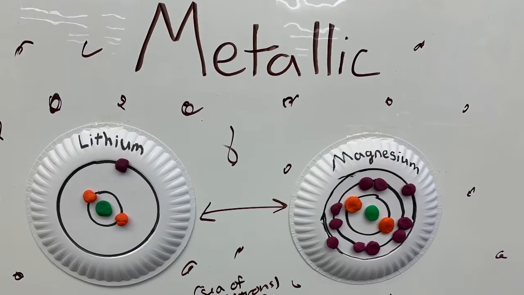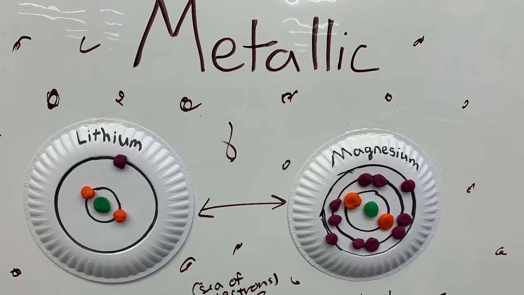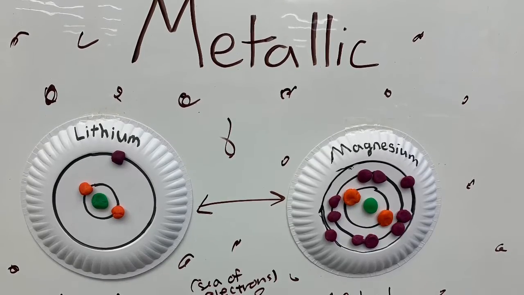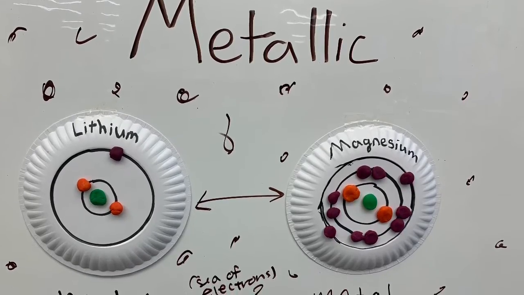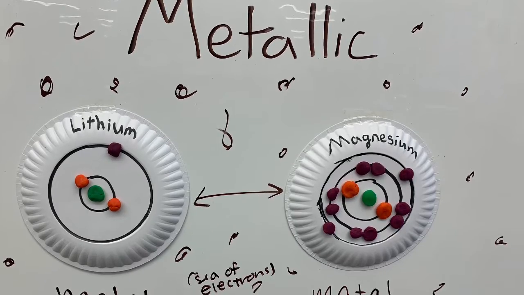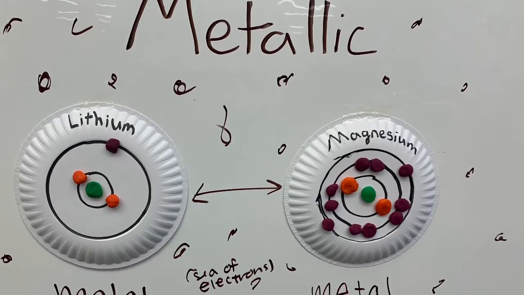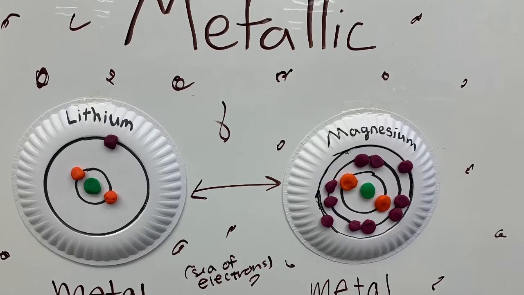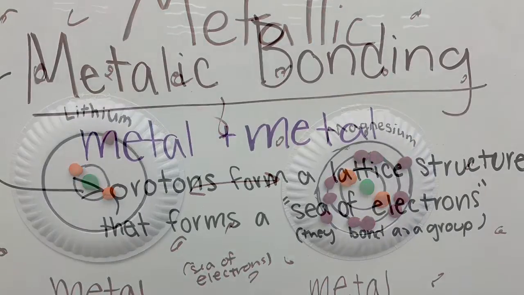Metallic bonds. Metallic bonds occur between two metals. In metallic bonds, the protons of each element form a lattice structure. The elements move together as a sea of electrons between the protons. The electrons bond together as a group to combine the elements.